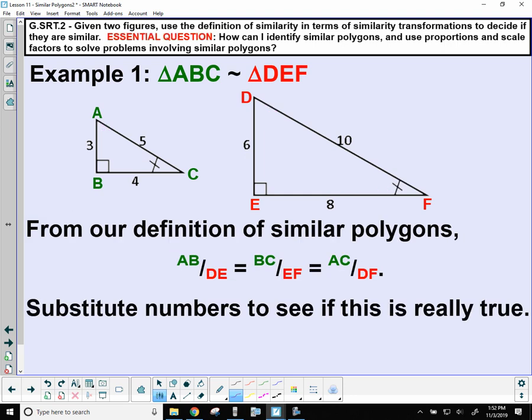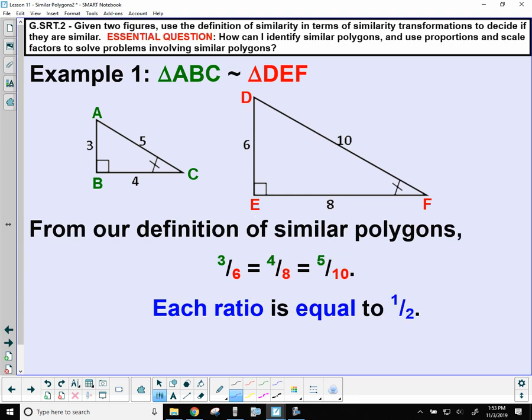Again, we're going to need to show that these proportions are congruent. So A to B is to D to E, B to C is to E to F, A to C is to D to F. Okay, go ahead and take a second to write that down. And when you're done with that, we're going to put values in, and we'll see that indeed the ratios all equal 1/2. Each ratio is equal to 1/2.